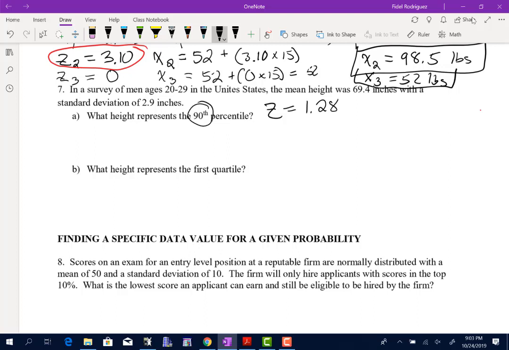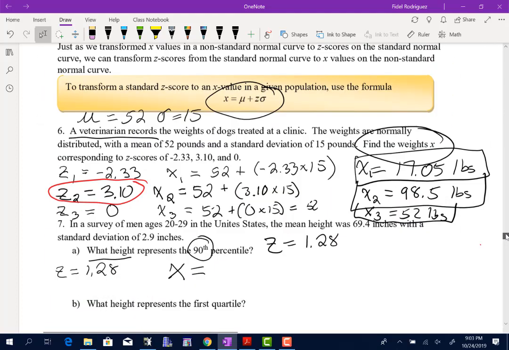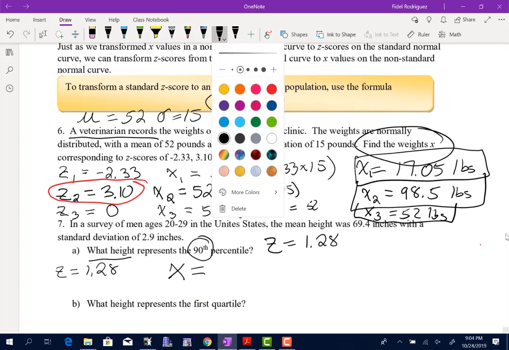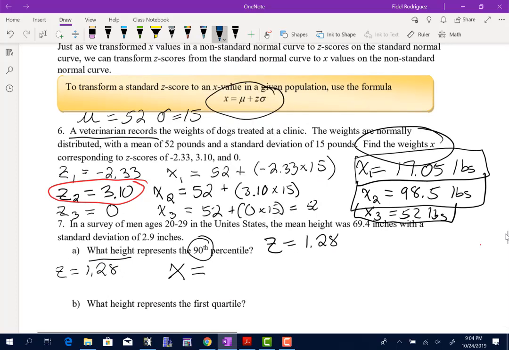All right, so look what we're trying to find now. It says we're looking for the actual height. So if my z-score is 1.28, what would my x-score be? What would the height actually be? Remember how we did this problem a little while ago with the dogs? We said, let's take the average, which is the mean. In this case, what is our mean in problem number 7? 69.4, right? So here our mean is 69.4 and our standard deviation is 2.9.